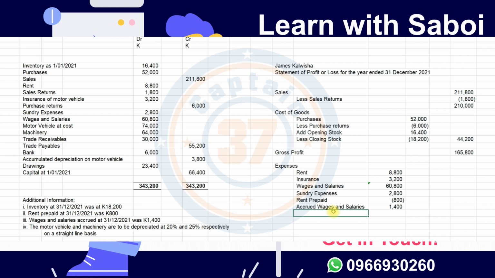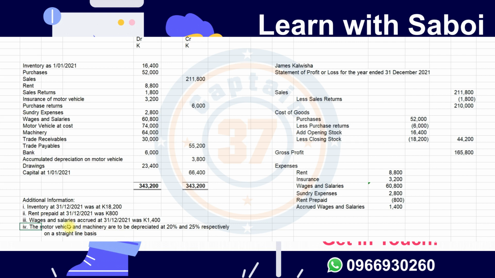The answer is yes. We need to look at depreciation. Look at this particular additional information that's given. Number 4, the motor vehicle and machinery are to be depreciated at 20% and 25% respectively. Depreciation is loss of value. If you buy a car today at 70,000 kwacha and you intend to sell it next year, it's no longer going to be the same amount of 70,000 kwacha. Why? Because the value would have depreciated, meaning there's going to be a loss. And so what we need to do here is indicate that there is depreciation.